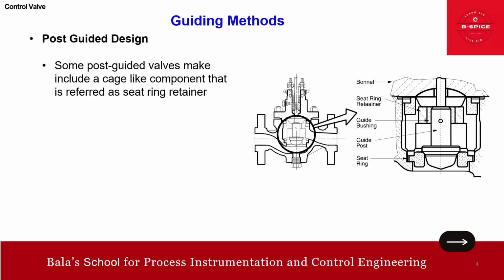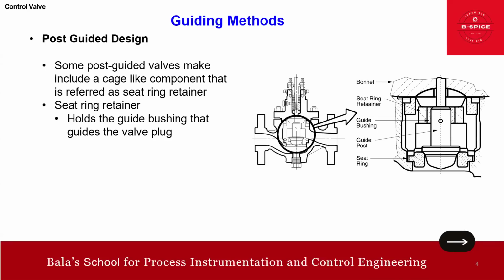Can you see here? This seat retainer. Just focus on this. This is a component referred to as a seat ring retainer. Basically, this seat ring retainer holds the guide bushing. You see here? This guide bushing. Friends, just focus. This is a seat ring retainer and this is a guide bushing. So the seat ring retainer holds a guide bushing that guides the valve plug.